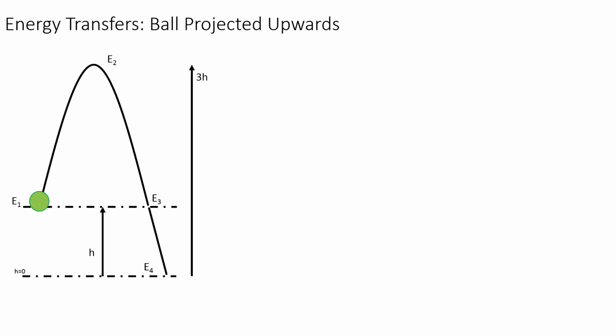The first of these scenarios is a ball being projected upwards. So this is a diagram we're going to be using. We're going to be imagining a person throwing the ball up and it follows this trajectory, and we're going to be considering the different energies at the different points of E1, E2, E3 and E4.